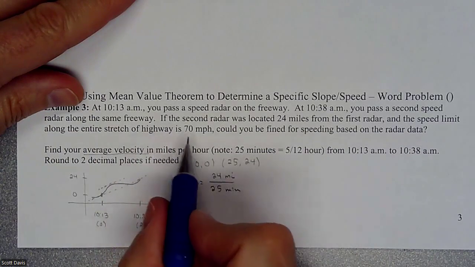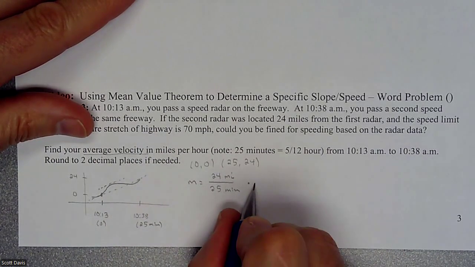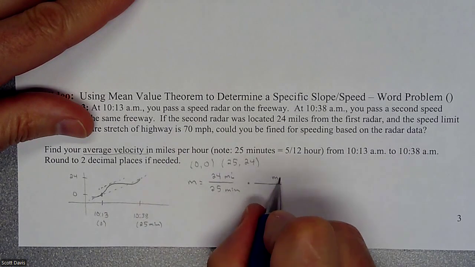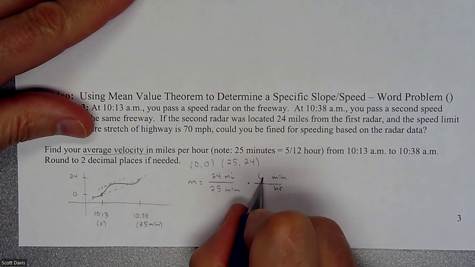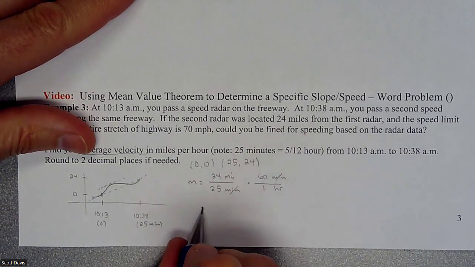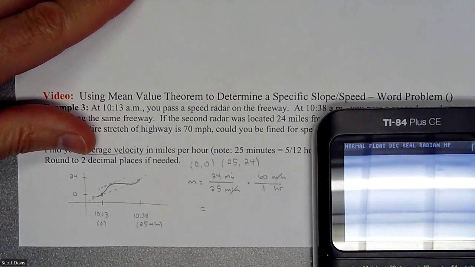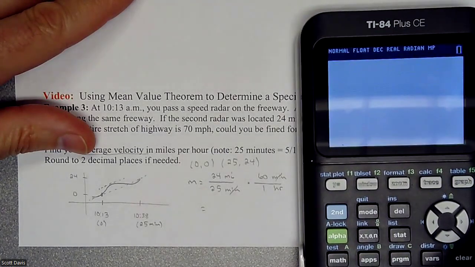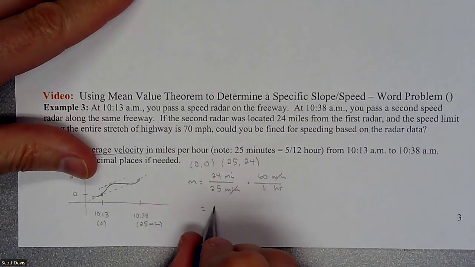Our speed limit is 70 miles per hour. I don't know what that is in those units, so let's adjust. We're going to multiply by 60 minutes per 1 hour, so the minutes are going to cancel. If we throw this into a calculator, we have 24 times 60 divided by 25. So we're going to get 57.6 miles per hour.